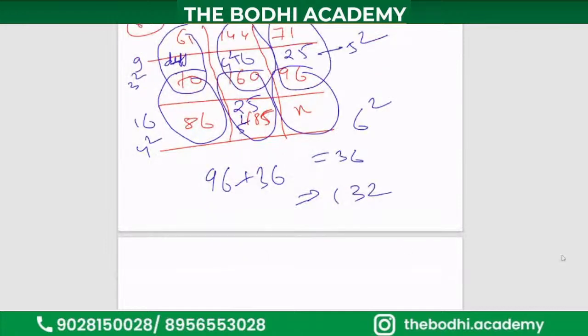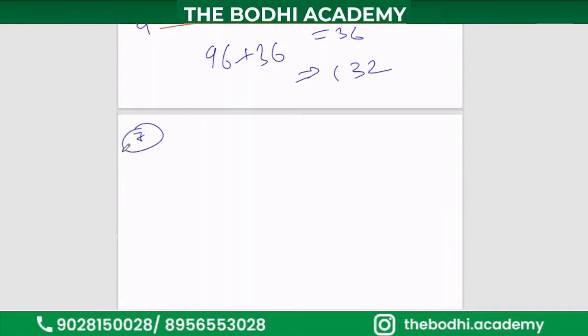So find the difference of the first two numbers, then find the difference of the second and third number. The difference of the first two numbers is a square, and the difference of the second and third number is the next number's square. Simple. So 3 square, then 4 square, 4 square, then 5 square, 5 square, then 6 square.